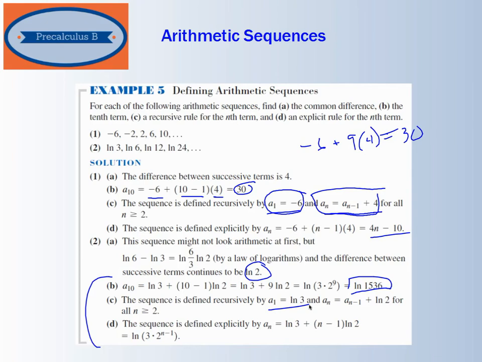which, if we want to simplify that and work that all out, we can move the coefficient in front of the natural log of 2 and change it to the exponent, and we end up getting the natural log of 3 times 2 to the n minus 1. And that all works out as an arithmetic sequence. This is actually pretty tricky given the nature of natural logs, but if you're good with your rules with logarithms, that shouldn't be too problematic.